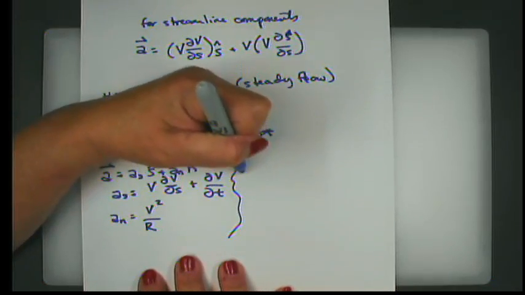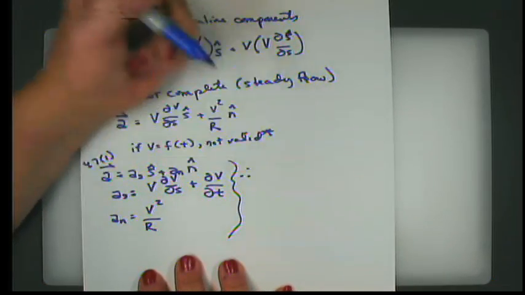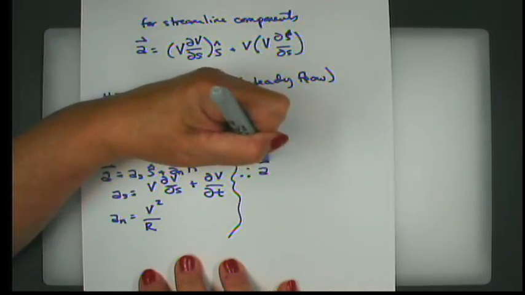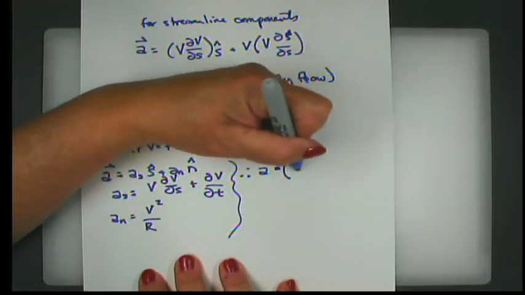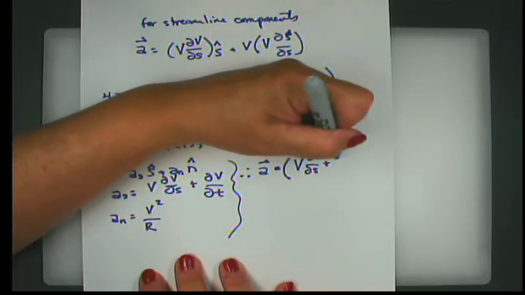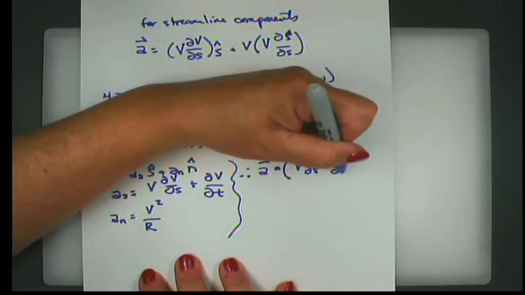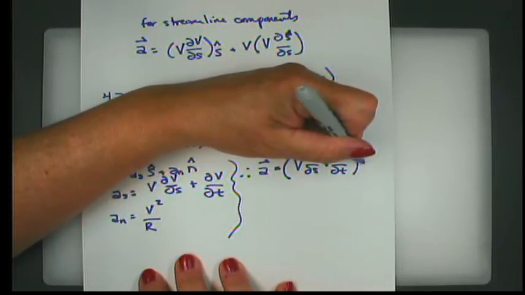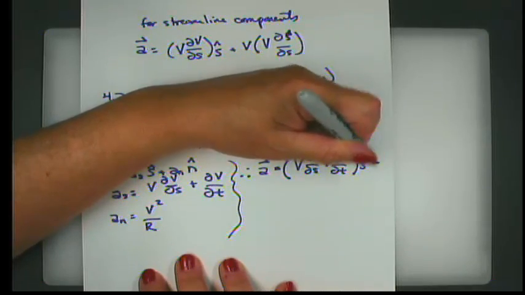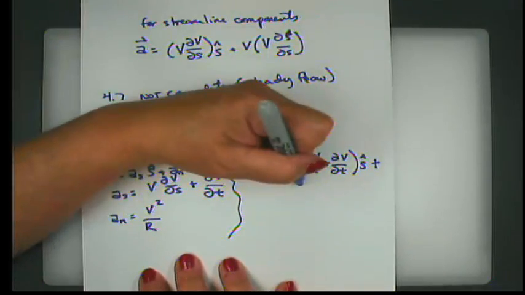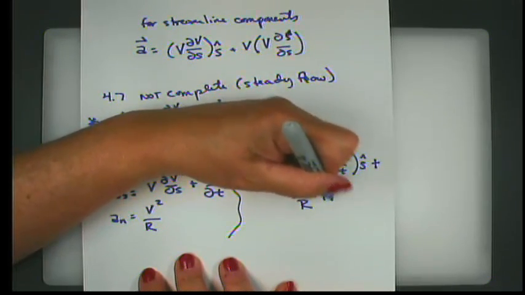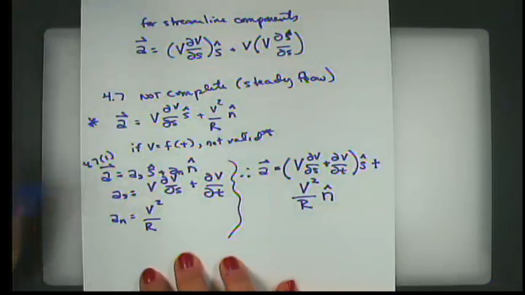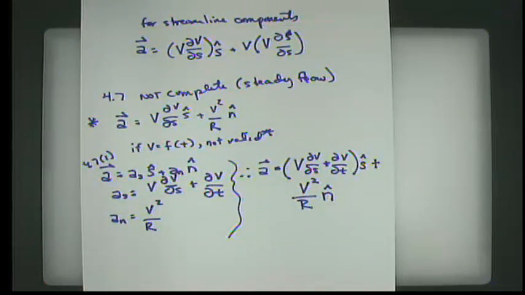So if we wanted to combine this into a final version, we could say then that a is equal to V dV/ds plus dV/dt, in the s direction, plus V squared over R, in the n direction. And that's a very useful equation.